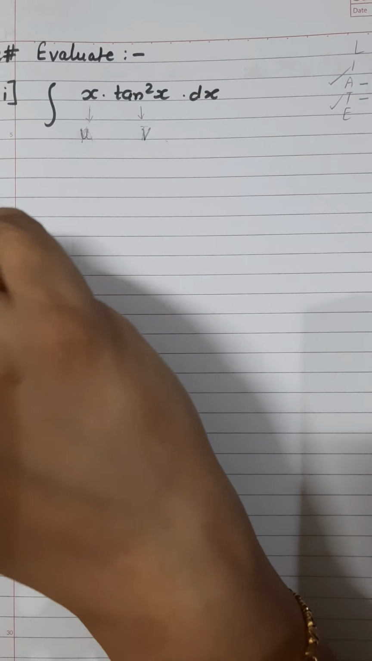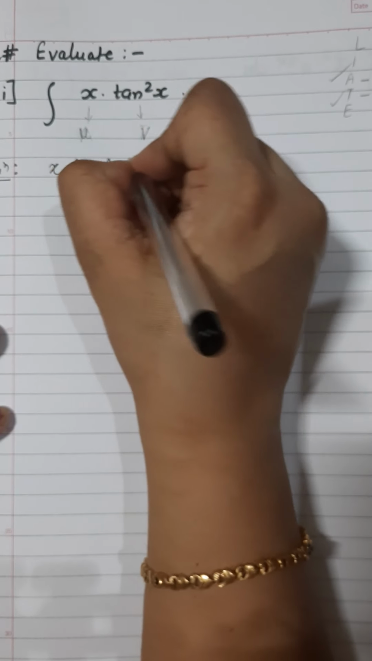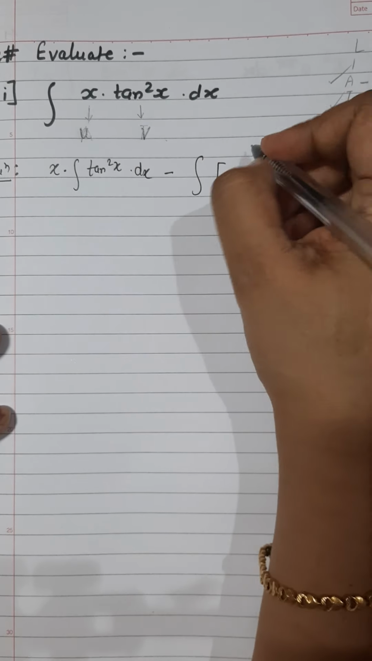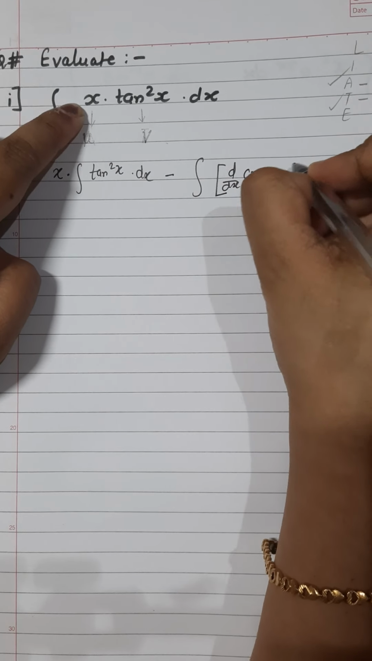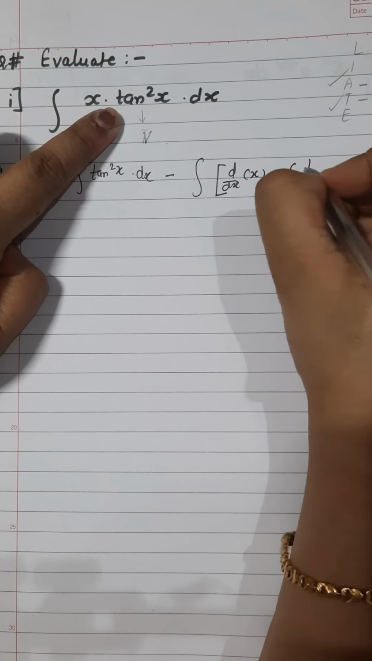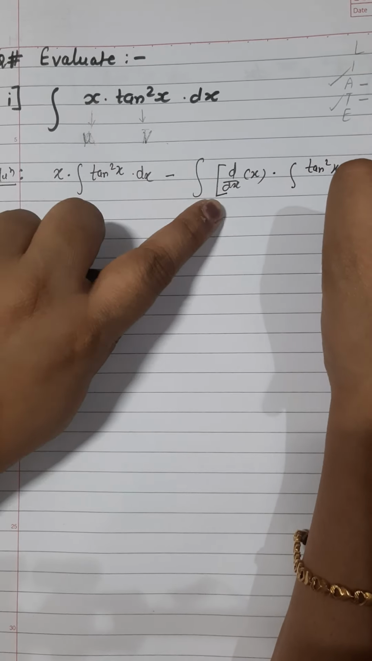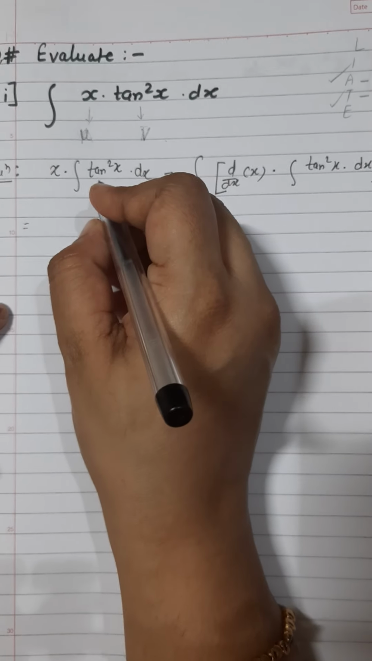Once you choose v, we will use the formula directly, which is u into integration of v, so x into integration of tan square x, minus integration, you have to write in bracket, d/dx of u, which is x, into integration of v. Okay, so this is the one bracket, and for this integration you have to write dx outside. So let's solve this further.